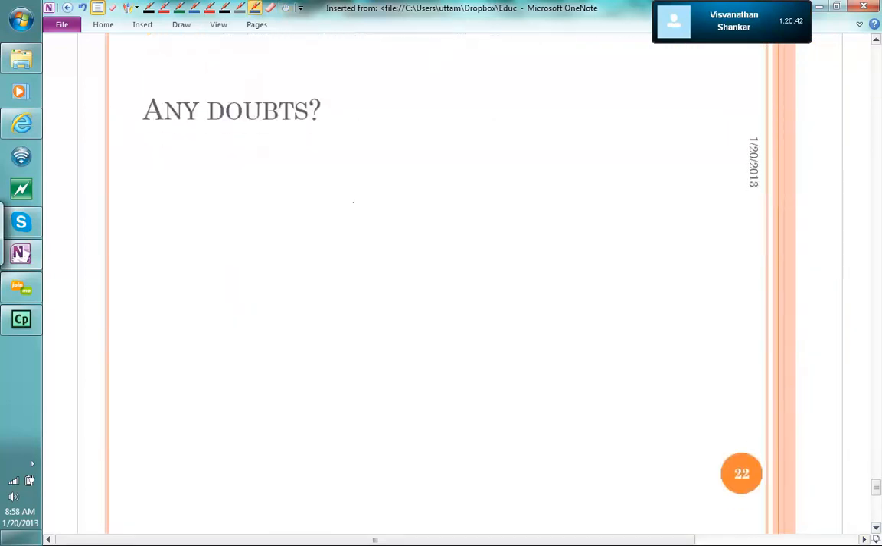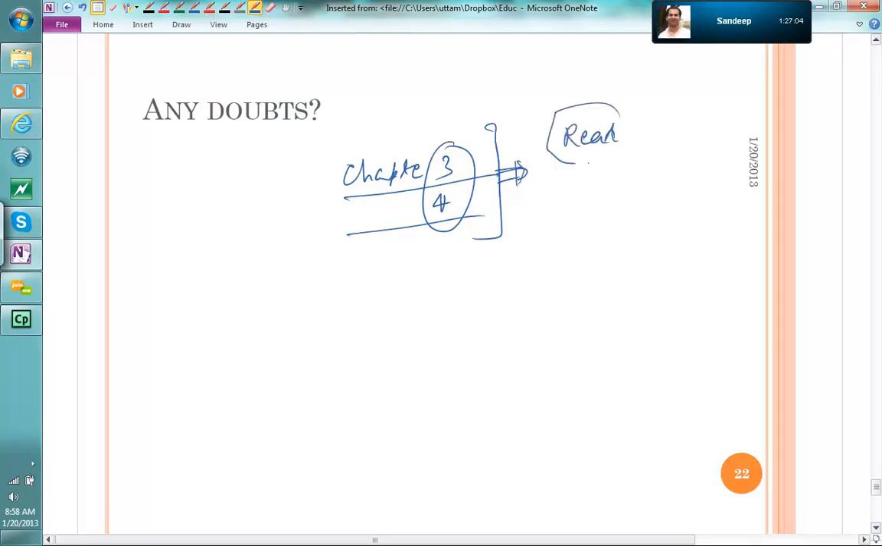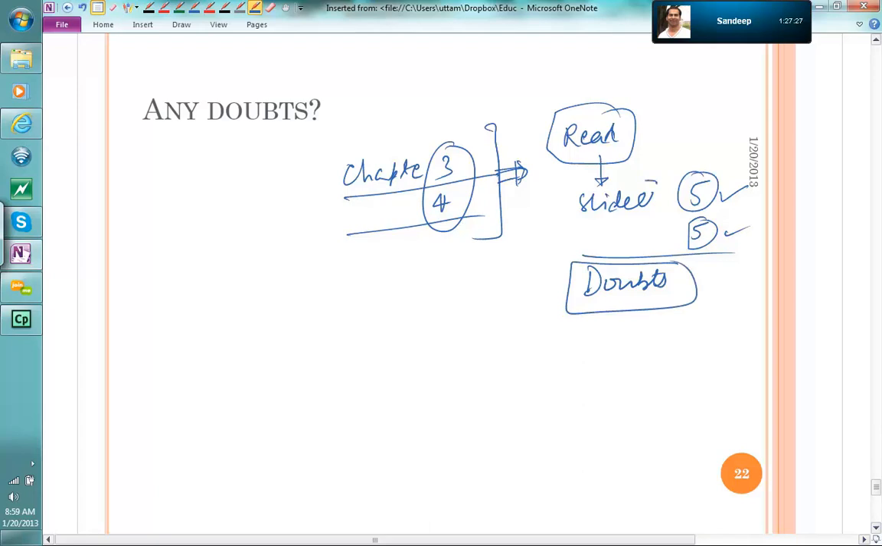For next class, I had a different assignment ready, but Prem sir told me not to give those assignments. Chapter 3 and chapter 4, I have sent you the PDF file. He said to just read those chapters. The assignment is reading those chapters and preparing slides. Not 20 slides, make 5 slides for each chapter: what is the important thing you learnt. Then make slides for whatever doubts you have. So just make a summary of your learning.